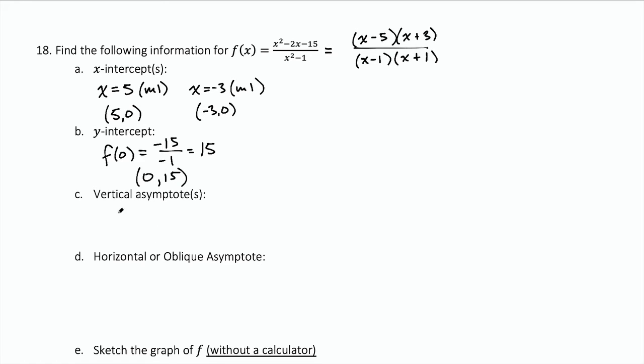For vertical asymptotes, we get the zeros of the denominator. So that's x equals 1 with a multiplicity of 1, and x equals negative 1 with a multiplicity of 1.